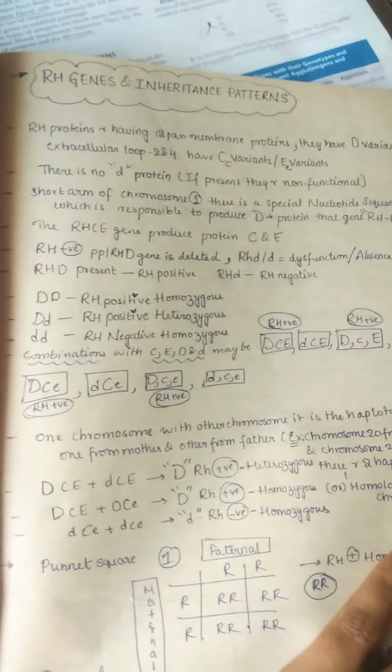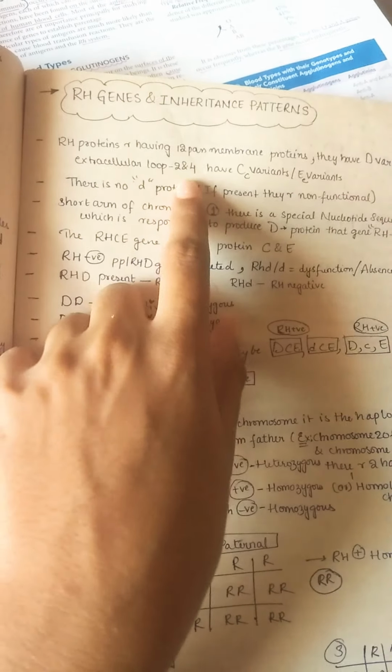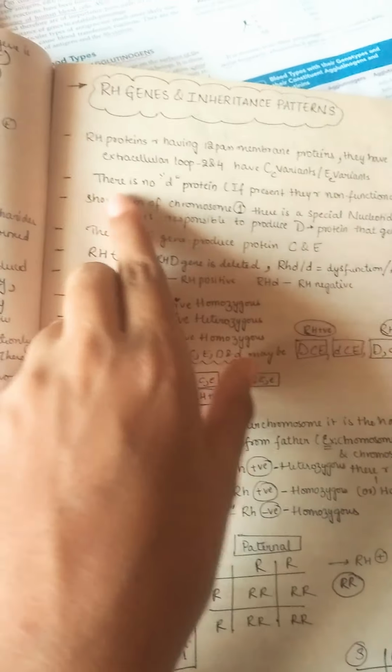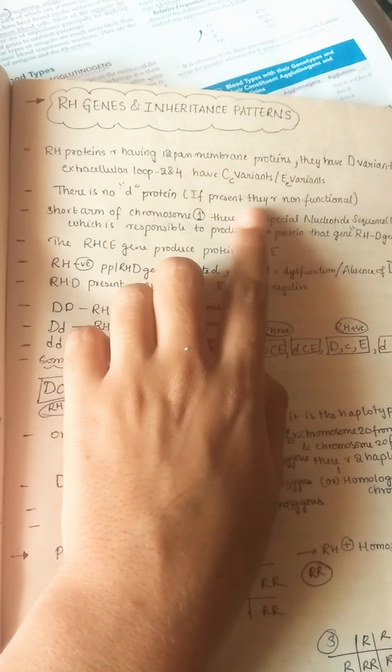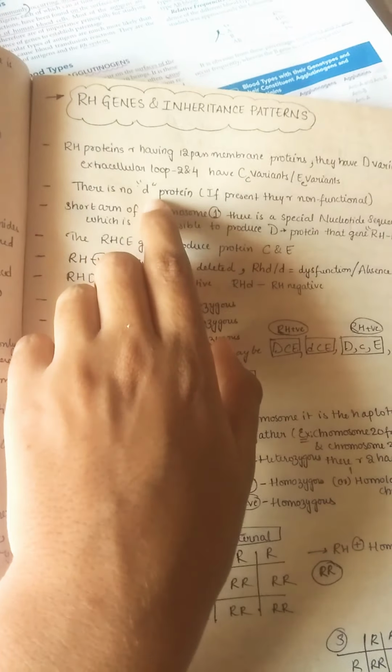Rh proteins are mainly 12-pass membrane proteins. They have D variants. Just now we saw that extracellular loops 2 and 4 mainly have C variants or E variants, and there is no D protein. If present, they are non-functional, meaning small d is not present.